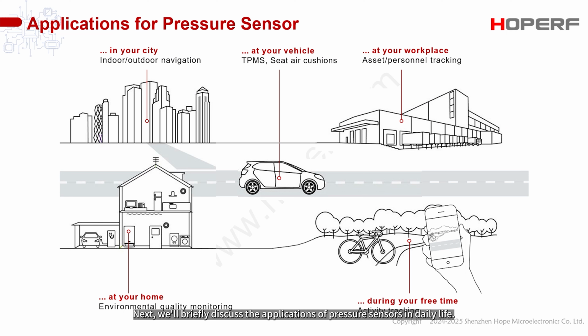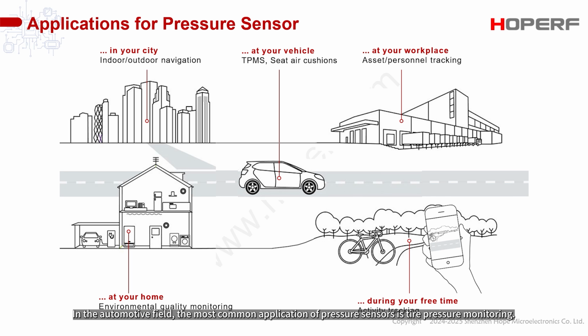Next, we'll briefly discuss the applications of pressure sensors in daily life. In smart cities, pressure sensors and temperature and humidity sensors have a wide range of applications. Among them, pressure sensors are used in indoor and outdoor navigation for applications such as altitude tracking, altitude positioning, and floor positioning.